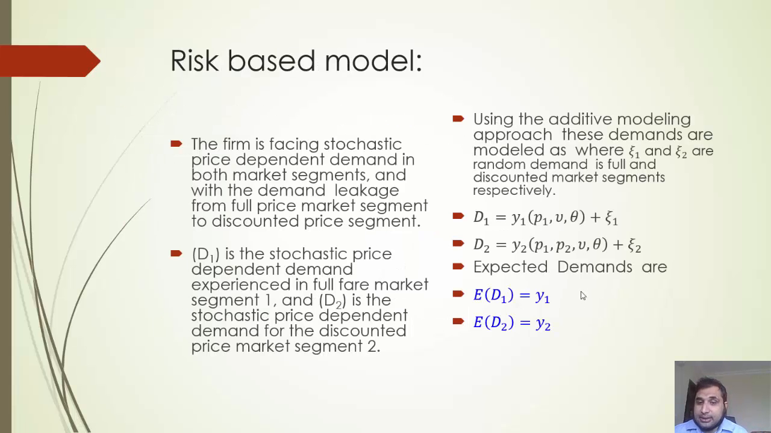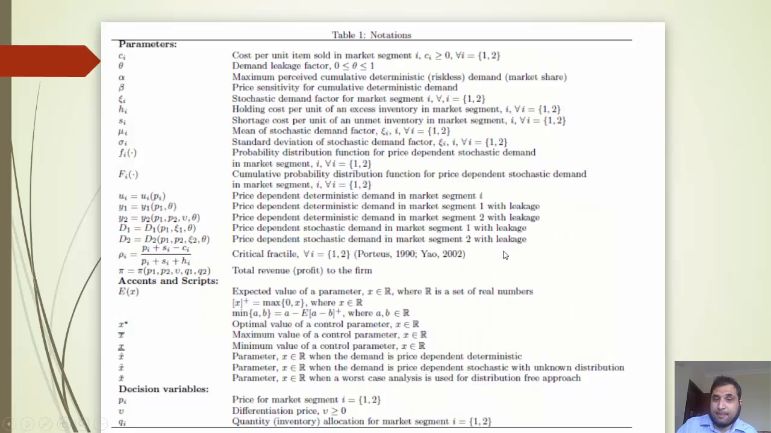Now we continue on this, and we assume that it's no longer the riskless analysis or deterministic analysis, but rather we would like to see what if the firm is experiencing stochastic demand. Hence we believe that demand follows an additive model, which is most widely used in the literature, of deterministic demand plus a stochastic random parameter, which is independent of the demand, and this is the case for both market segments.